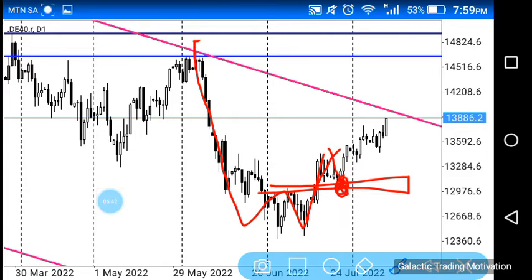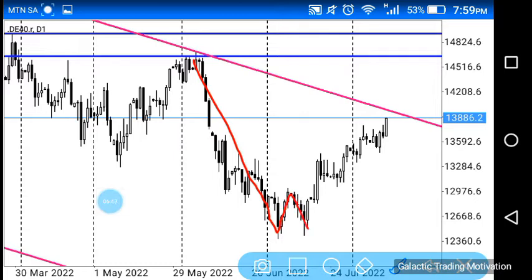You know what, let me just repeat that because my drawing is not so clear. What I'm saying is we had a very nice W structure over here, right, with the neckline being in this region. Price, as I said, broke the neckline to the upside and then came down to retest that neckline. We would have looked for buying opportunities at this point, right?